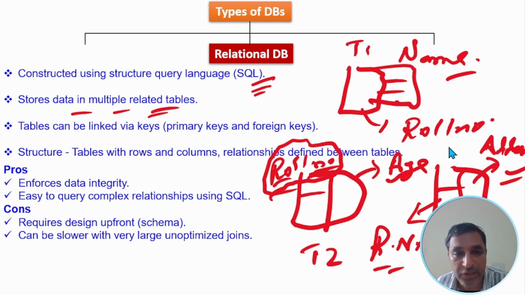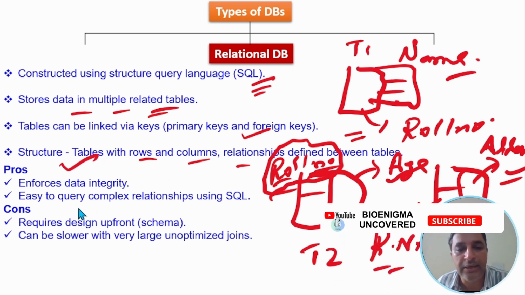The same is the case with a relational database. Herein, data integrity or knowledge discovery can be achieved by relating the tables or the data entries across various fields. Such databases are highly structured because they contain tables with rows and columns, and relationships can be easily defined across the tables. The major advantage, or pros, of relational databases is that they enforce data integrity and are easy to query for complex relationships using SQL.